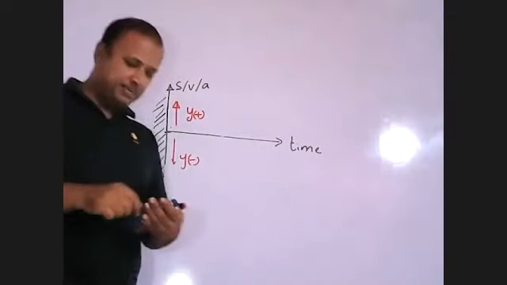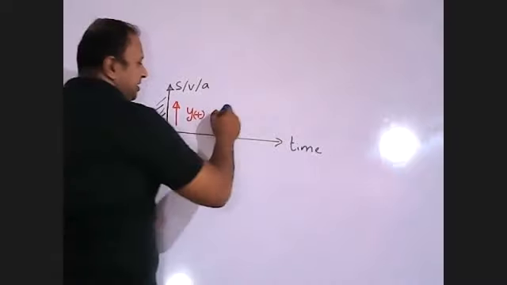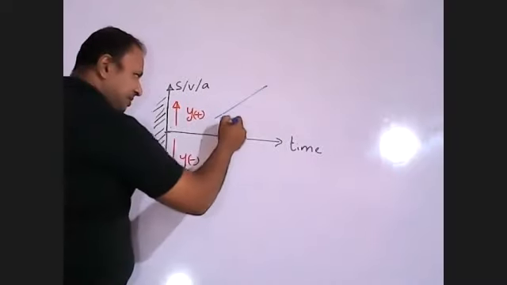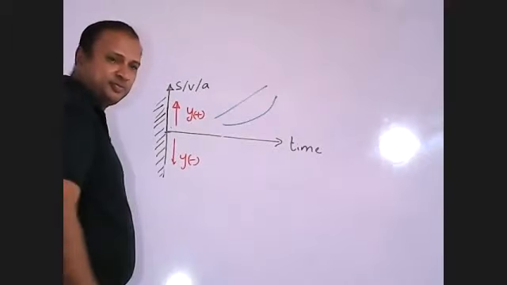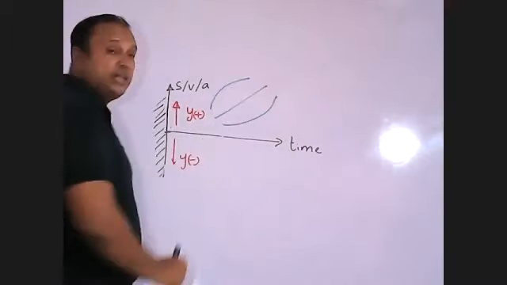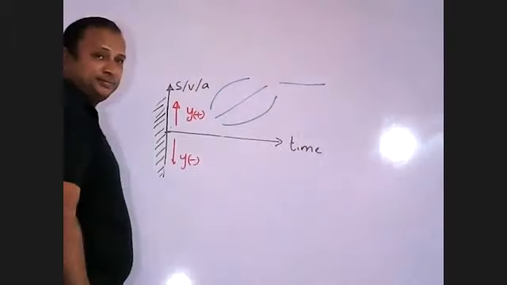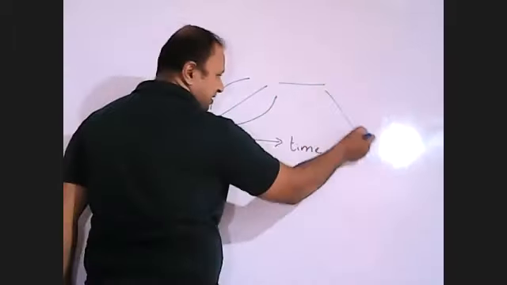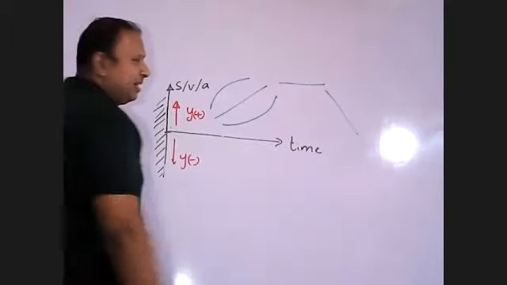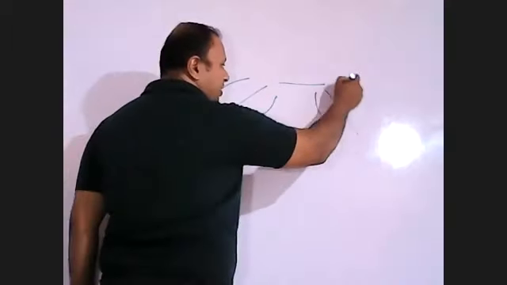shape. You can see this is a straight line, no? This is a curve. This is another curve with another shape. This is another one. This is another straight line. This is a curve in another shape.